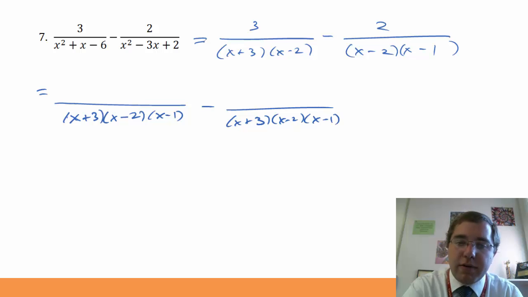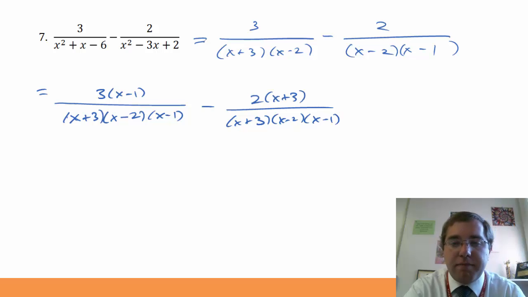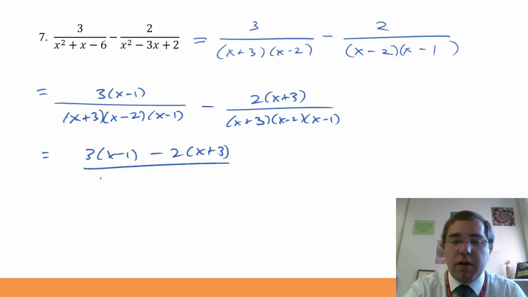Okay, what do we multiply the first fraction by? We need to multiply it by an x minus 1. So in our numerator we'll have 3 times x minus 1. What do we multiply the second fraction by? An x plus 3. So we'll have 2 times x plus 3. Okay, now that we have a common denominator, we combine them into one fraction by subtracting the numerators. We've got 3 times x minus 1 minus 2 times x plus 3, all divided by x plus 3 times x minus 2 times x minus 1.